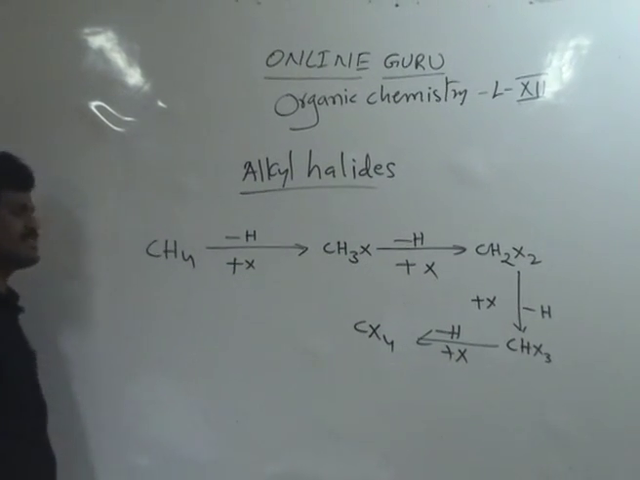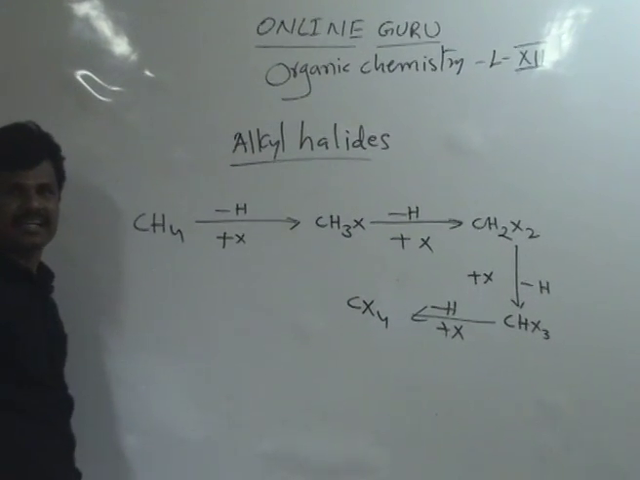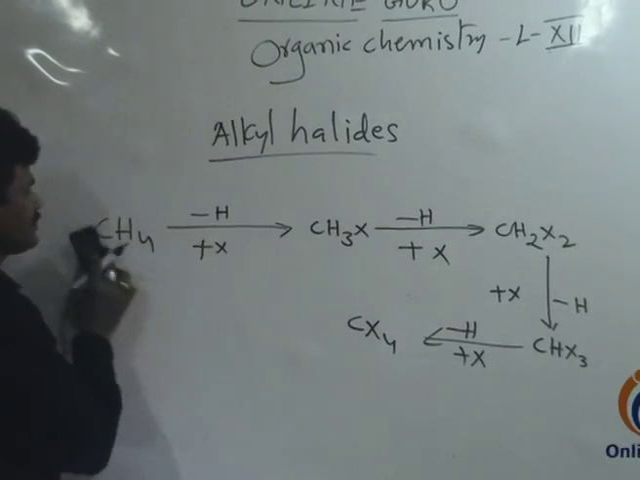Alkyl halides are of three types: primary alkyl halide, secondary alkyl halide, and tertiary alkyl halide.